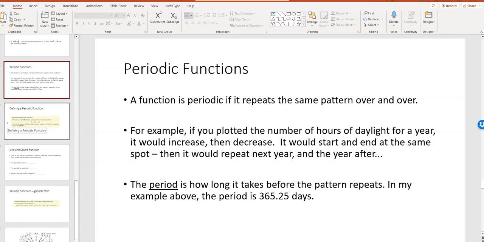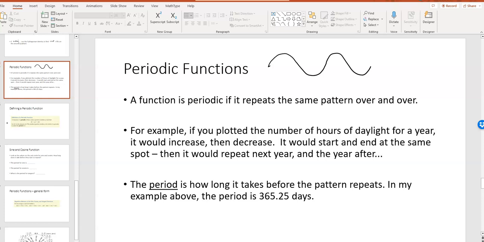Every year, increases, decreases, increases, decreases. So the pattern repeats every 365, or really with leap year, 365 and a quarter days. Wherever it starts, it goes up, it goes down, it comes up, and that's one period. And then it starts the next period. It goes up, it goes down, it comes back up again. So in plotting number of hours of daylight, it repeats year after year after year in that way. It's called a periodic function.